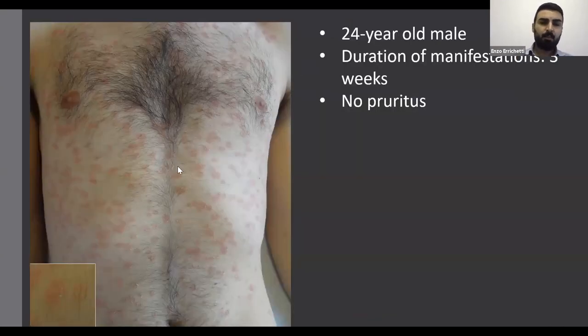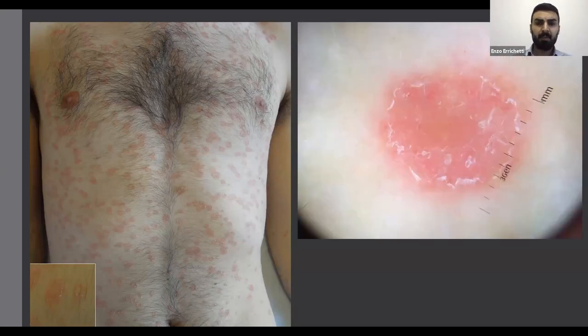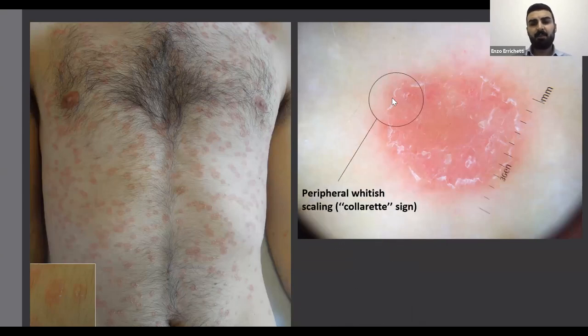Another case, here we have a young male with this papulosquamous eruption for a few weeks, no pruritus. I think that here the main clinical differential diagnosis could be pityriasis rosea and gouttes psoriasis. Of course, we could also consider syphilis, but lesions are very monomorphic. So I would skip these two main clinical differential diagnoses. Let's see dermoscopy. What do we see? We see a peripheral whitish scaling, okay?